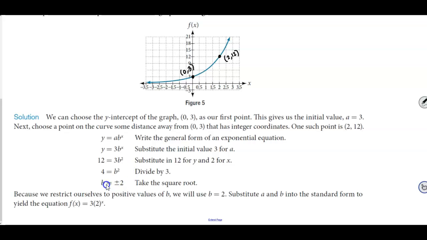Now recall that b represents the base, and the very first example in this section says that our base can never be negative. So we cannot take the negative solution. We have to take the positive. Because we restrict ourselves to positive values of b, we use b = 2. Then we substitute a and b back into the general form, and we end up with f(x) = 3 * 2^x.